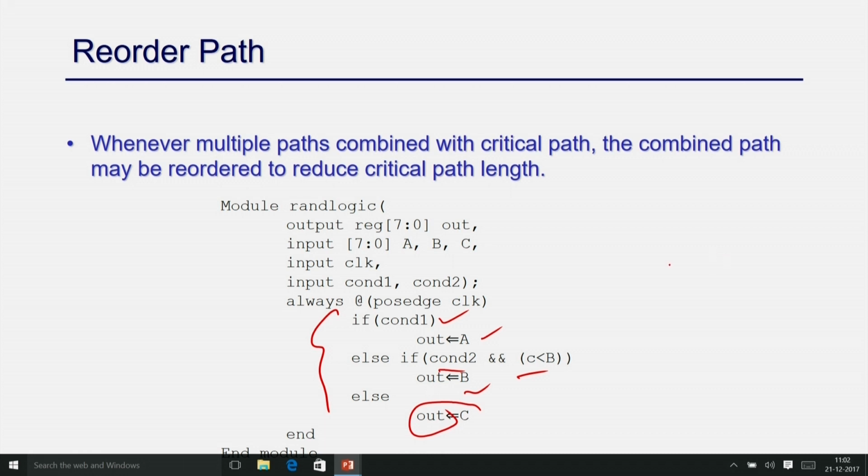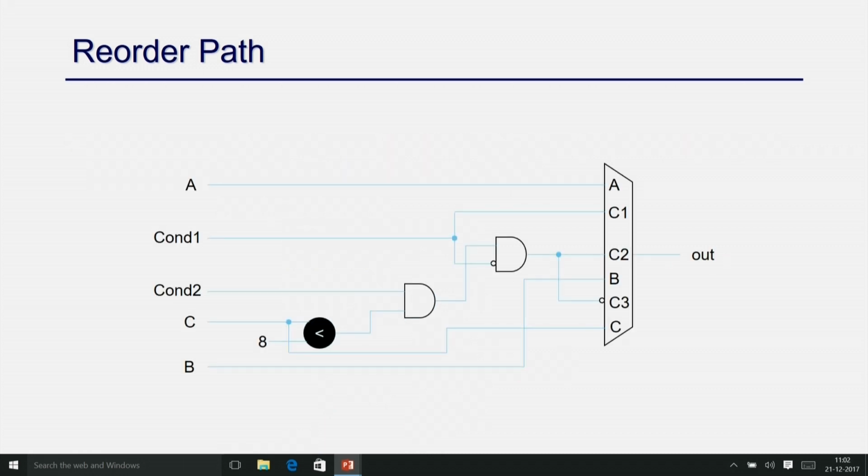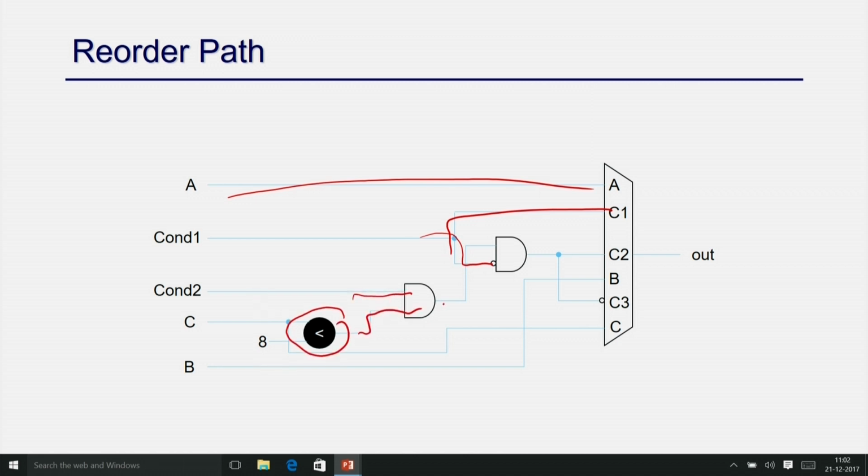So, if you just see the hardware, if condition 1 is true, I am going to choose A. If condition 1 is false and condition 2 is true, plus c less than 8, these two are both true, then I am going to choose B, right. So, these become the conditions, and if this is not true, then I am going to choose C. You can see that the conventional delay of this path involves these 3 gates, right.